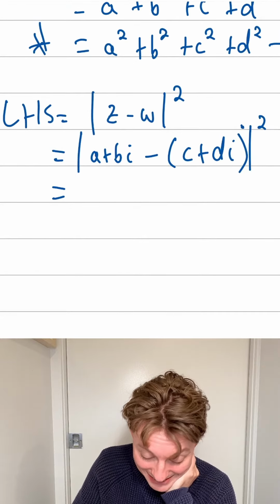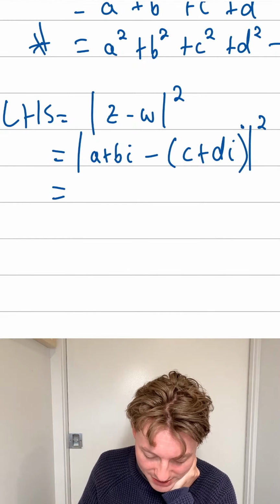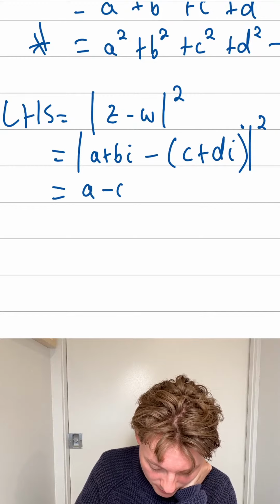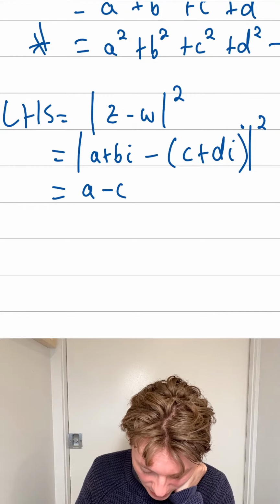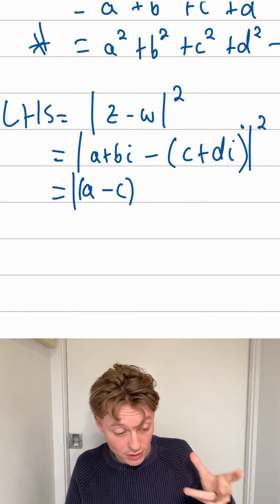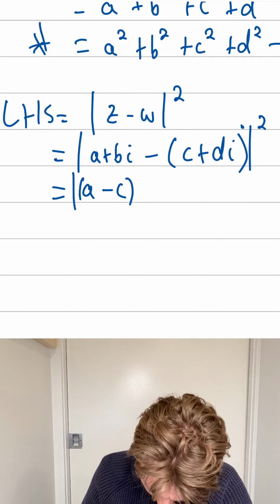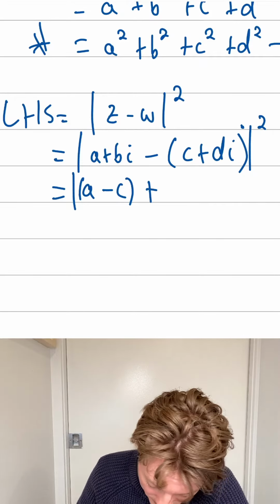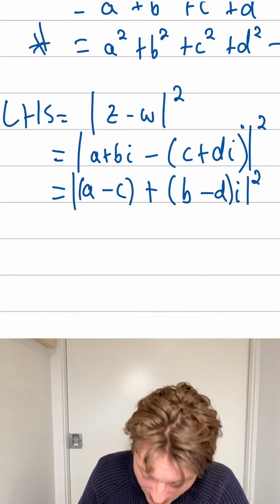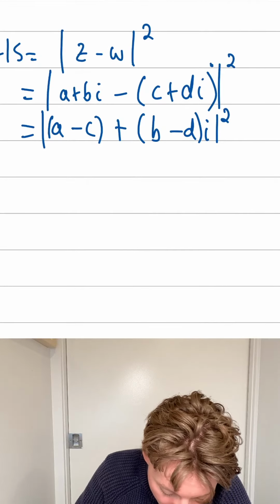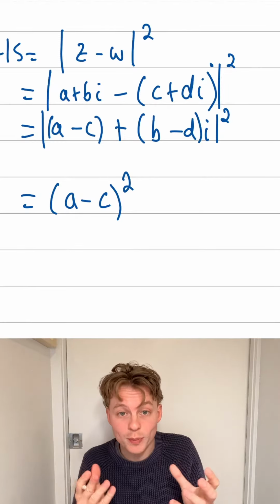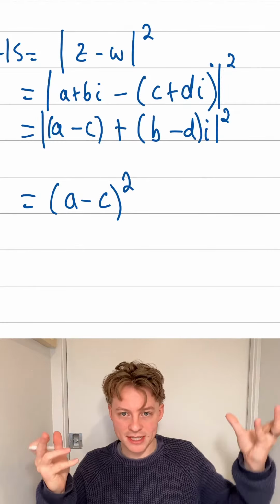Okay? If I collect, expand, all that normal stuff, I wind up with my real parts are going to be A minus C. I can bracket to show that's the real part if that helps. My imaginary parts are going to be, sorry, it's going to be plus B minus D, all outside of I, that part's going to be all squared. Doing the same thing I did before, that winds up with A minus C squared. Remember, it's the real part squared. The whole real part in this case is A minus C. I get A minus C squared.